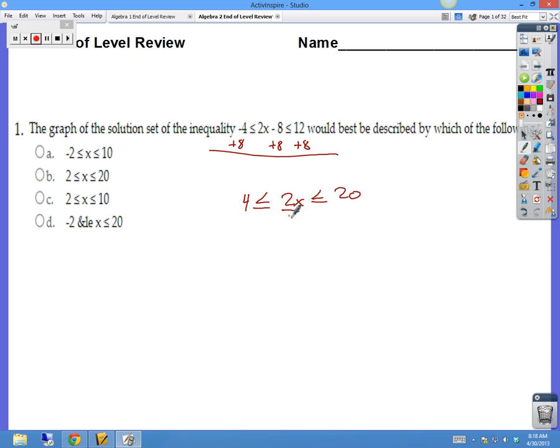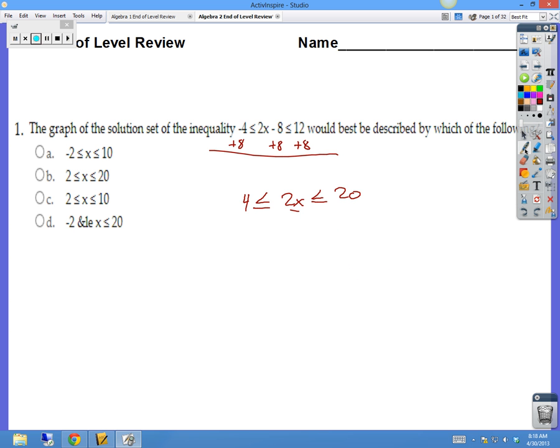Undo the times 2: divide by 2, divide this by 2, divide this by 2. So you're going to have 2 is less than or equal to x, less than or equal to 10. But let's back up, because this is what you've got to remember. What if it was not 2x? What if it was a negative 2x?